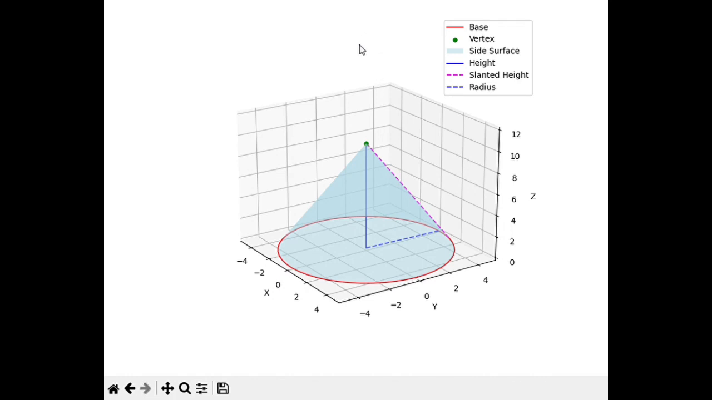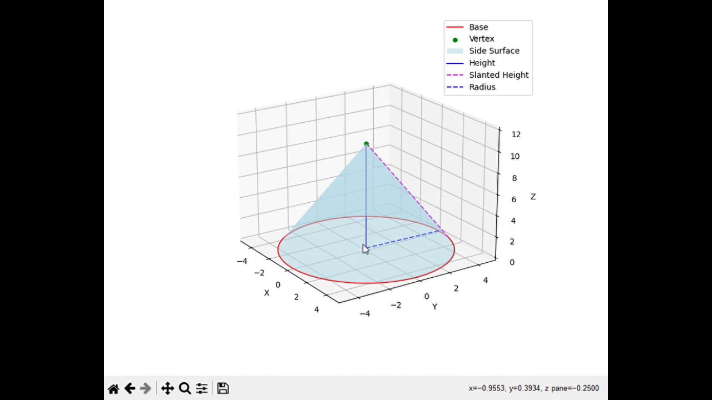The slant height of a cone is the distance from the vertex to any point on the edge of the base. This is crucial because it helps us understand the relationship between the height and the radius of the base. If you were to unroll a cone, the slant height would give you the length of the curved surface.